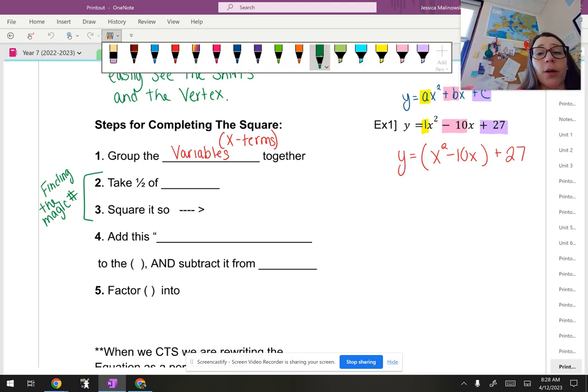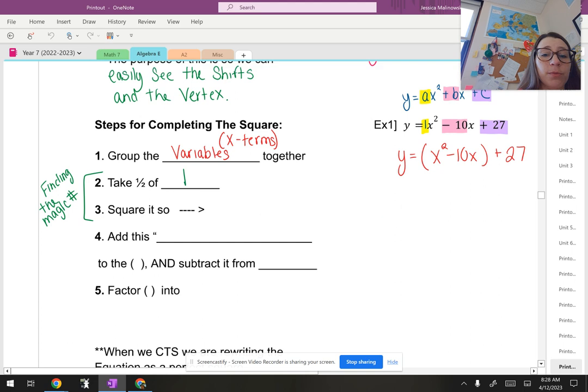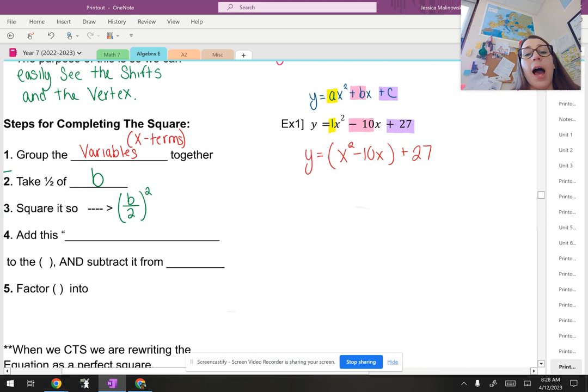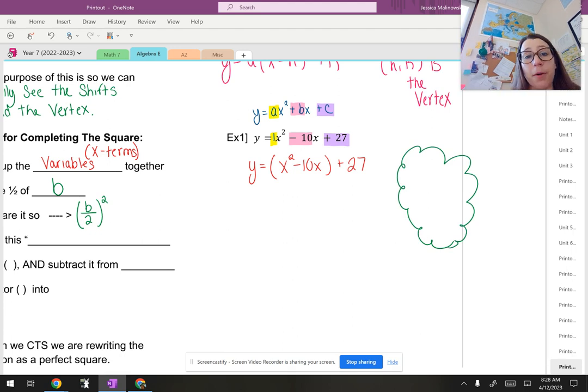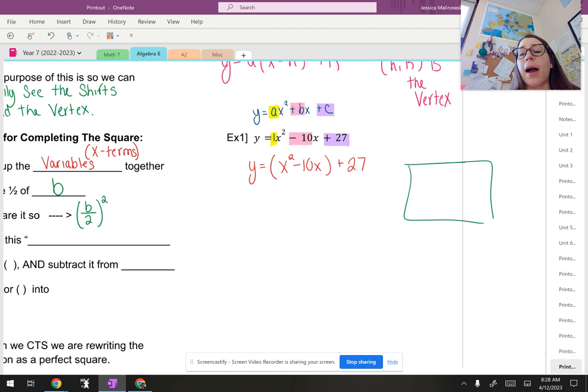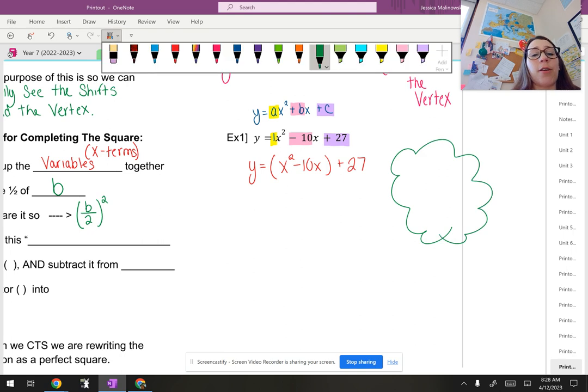So to find this magic number, you are going to take half of the b value, and then you're going to square it, so you end up with b divided by 2 quantity squared. I always recommend doing that magic number work in a bubble off to the side of your paper. It doesn't have to be a bubble. If bubbles are too whatever for you, then just put it in a box. It doesn't have to be anything crazy. I like bubbles because bubbles are fun. Or clouds. They're not bubbles, they're clouds.